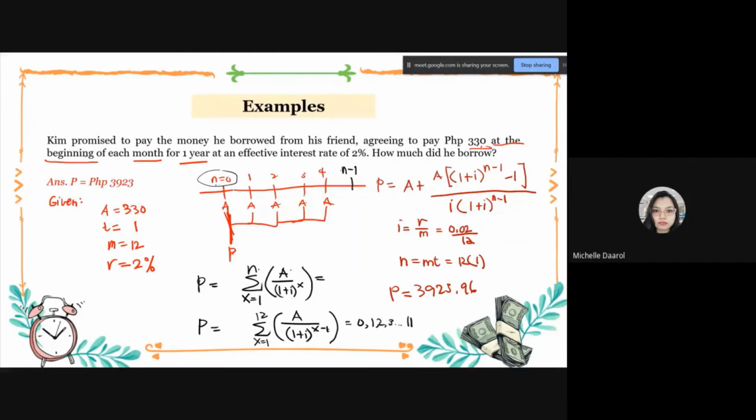However, dito sa ordinary annuity, tingnan, x ang exponent dito. So ibig sabihin, when x is 1, sa 1 siya magsisimula. 2, 3, and so on and so forth, up until n. When n is x, so if 12 ang n, so therefore 12 matatapos. Okay? I hope na gets ninyo ang ibig sabihin ng summation. Okay, so let's apply that sa calculator.